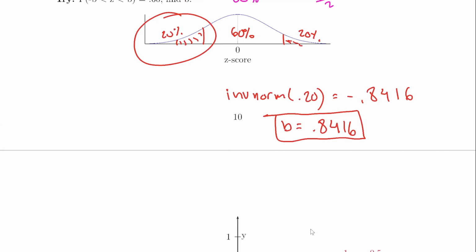I'm going to give you, I think, 20 minutes to do this quiz. That should be more than enough because there's only going to be 5 questions. Pretty much all of them are just whether you know how to do inverse norm or the normal distribution or normal CDF. All right. Any question in regard to what we just did?